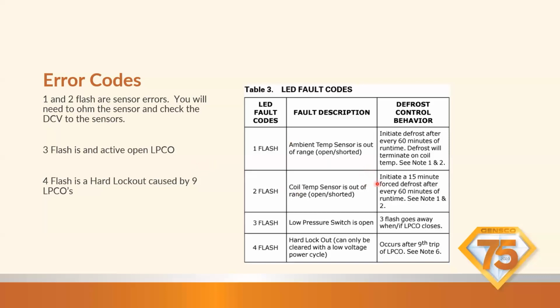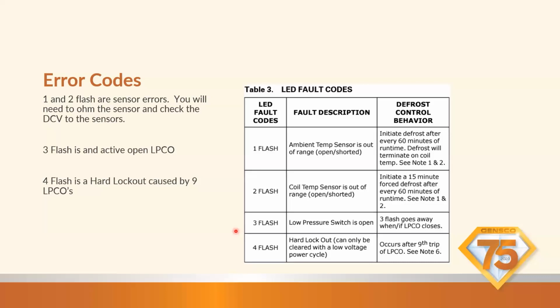So 1 flash and 2 flash, really simple. They have to do with the 2 sensors. The 1 flash is the ambient, the 2 flash is the coil. 3 flash, this is going to happen on an active low pressure cutout. So this gets a little bit kind of weird because what they usually get is a 5 flash, but we'll get to that next page.